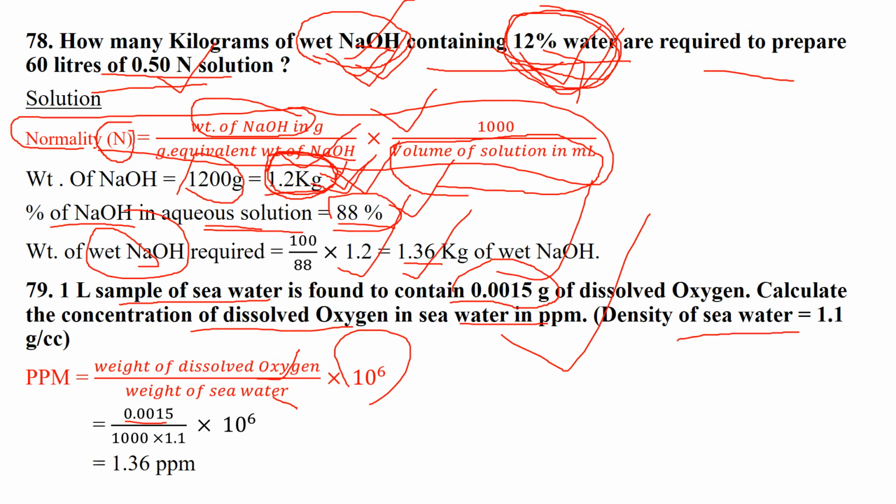So the weight of seawater is equal to the density of seawater times the volume, right? The volume of seawater is 1000 ml. 1 liter means 1000 ml. That 1000 into 1.1 gives the total weight of seawater. So 1000 into 1.1, the answer will be 1.36 ppm. We have to convert this 1 liter into weight or mass by using this concept, the density of seawater, 1.1 gram per cc.